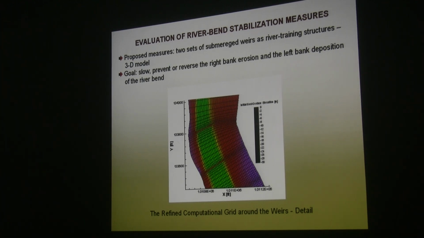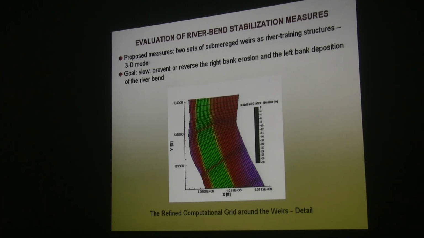Another example is evaluation of river bend stabilization measures. We have a river bend that sometimes is unstable, eroding one bank, depositing on the other bank of the river bed, etc. That was the case here.